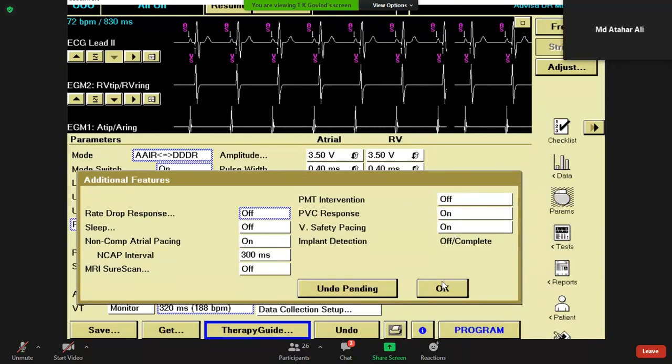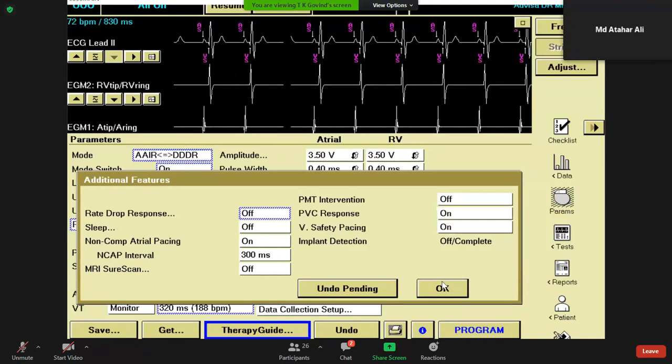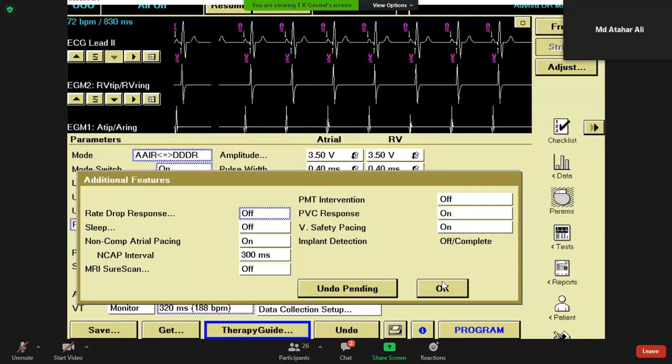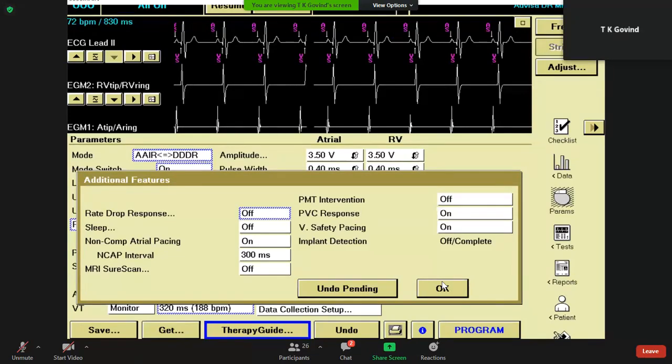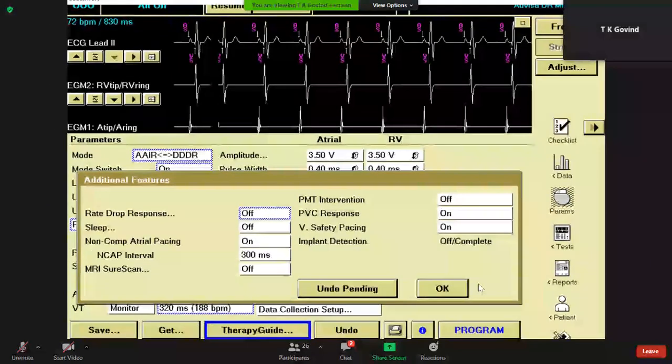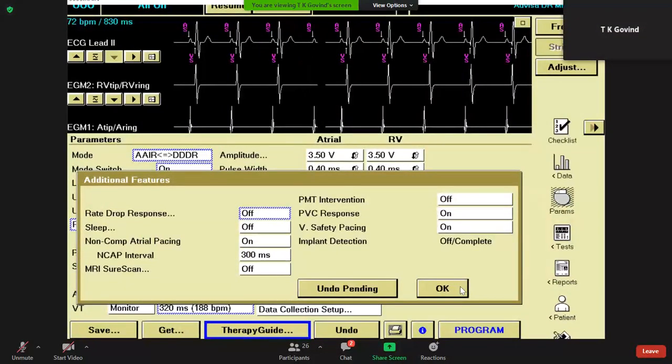Do we have any example of how to recognize PMT from the interrogation? Do you have any example? Right now, I may not be able to pull one out. Okay, no problem. That will take some time. So it's almost 10 o'clock for you. It's 9:30 here.